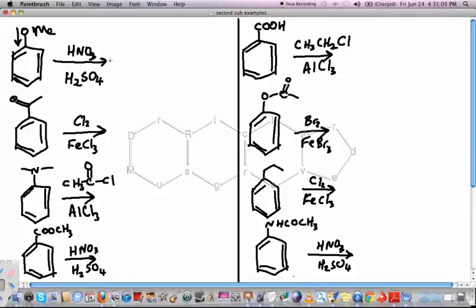If it's HNO3 and H2SO4, the electrophile is going to be NO2 plus. Now we know this because when we add the H plus to the HNO3 and we lose water, what we're going to be left with would be NO2 plus. It's almost like you can see the NO2 plus hiding in there anyway. Alright, so we know that we're going to be activating, so we're going to be going ortho and para to the group that's already attached to the aromatic ring.